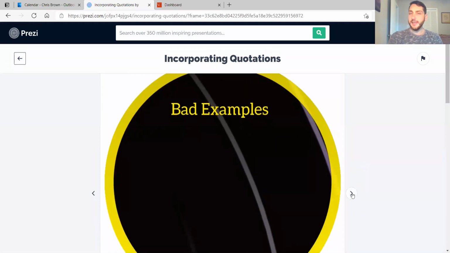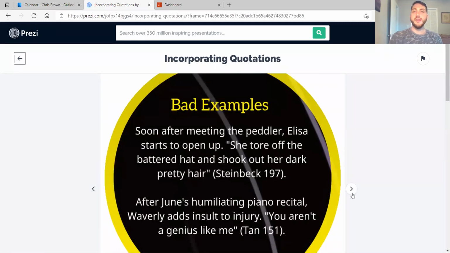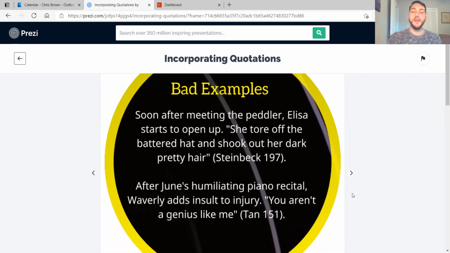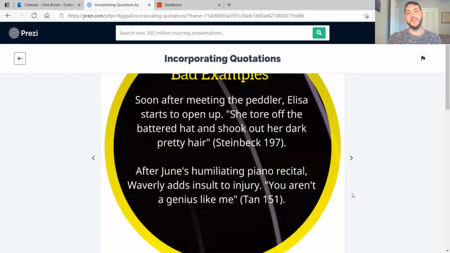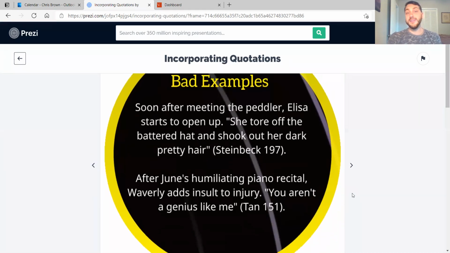So here we have some bad examples, all right? So soon after meeting the peddler, Elisa starts to open up, period. And then we have a full sentence from the book, but it's not part of the sentence. We don't want to do that. That's called dropping in a quote, and it's not incorporated, and it doesn't flow very well. Here's another example. After June's humiliating piano recital, Waverly adds insult to injury, period. You aren't a genius like me. You could say adds insult to injury, writing, comma, right? And then start that quote.